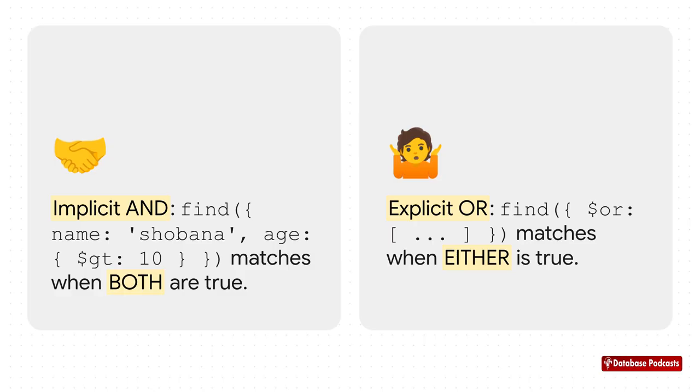Okay, this brings us to a really, really important point: the difference between and or. On the left, that's our implicit and. You just list the conditions and both have to be true. But what if you want to find documents where either one condition or another is true? Well, for that, you have to be explicit. You have to use the $or operator, which takes an array of all your possible conditions.